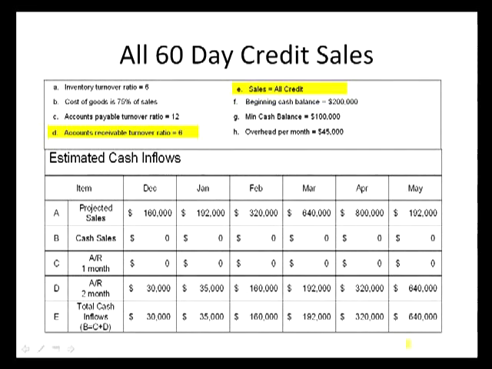Let's take one more look at the cash inflows under our situation with 60-day credit sales. And again, we see a radical change. There are no cash sales and no accounts receivable received 30 days after the sale. Everything is received 2 months after the sale. So now in this scenario, the $160,000 of December sales are not received until February, and we see that on line D. The January sales of $192,000 in line A are actually received in March on line D. And we can complete this process for each of the months that are listed in the budget.